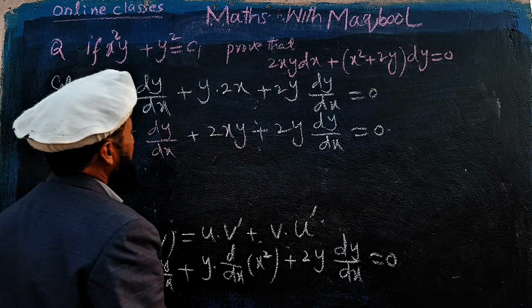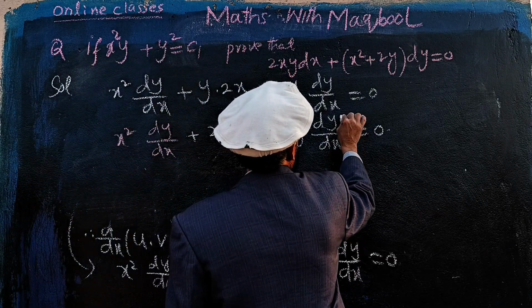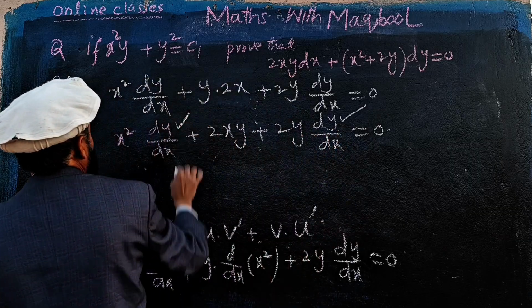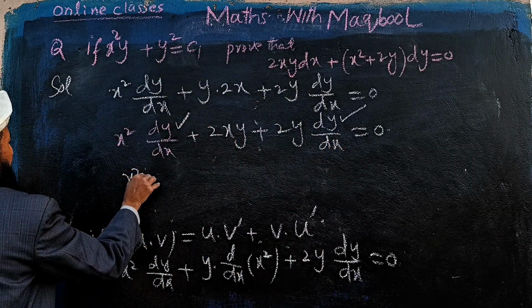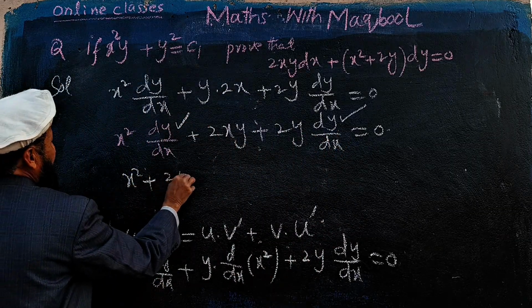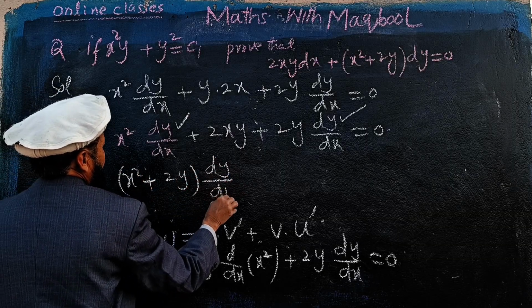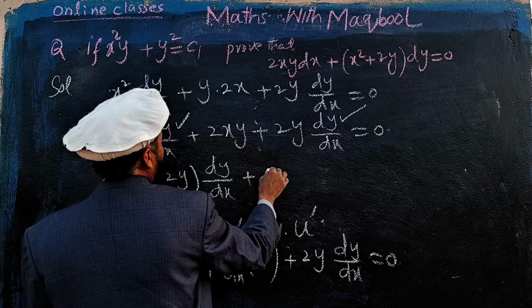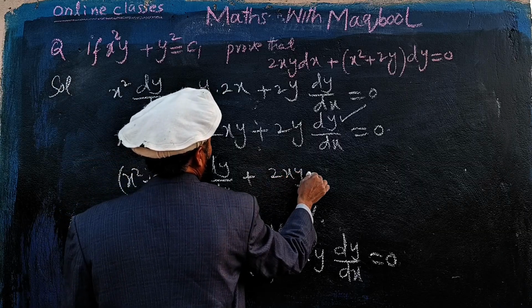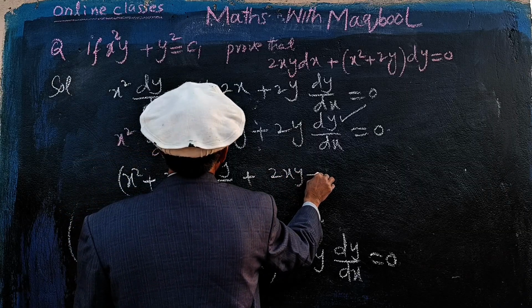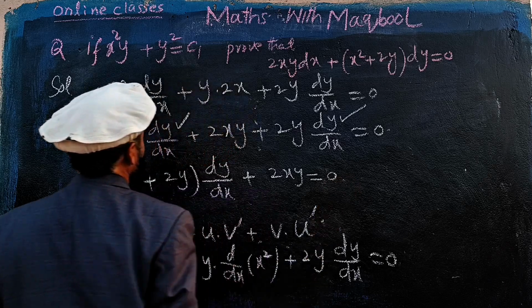Now we take dy by dx common: dy by dx times x square plus 2y, taking dy by dx common, plus 2xy is remaining, is equal to 0.